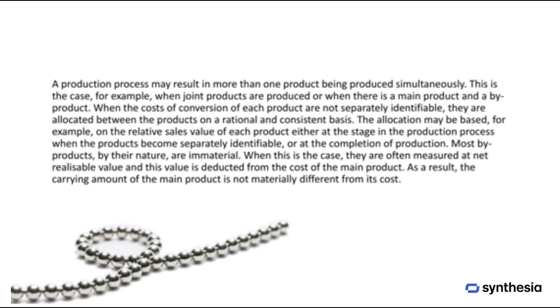Sometimes a production process creates more than one product at the same time, such as joint products or a main product alongside byproducts. When the costs to convert each product cannot be clearly separated, these costs are divided in a reasonable and consistent way. One common method is to allocate costs based on the relative sales value of each product, either when they become individually identifiable or when production is complete. Byproducts are usually small in value and are often measured at their net realizable value. This amount is then subtracted from the cost of the main product, ensuring that the value recorded for the main product remains close to its actual cost.